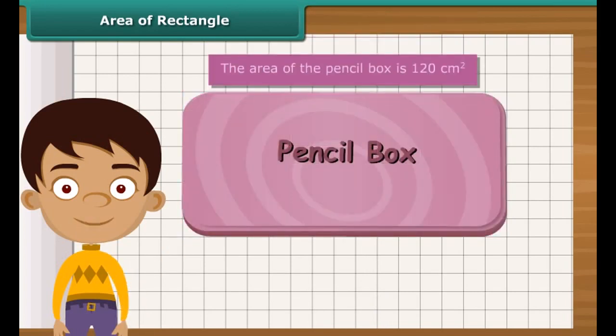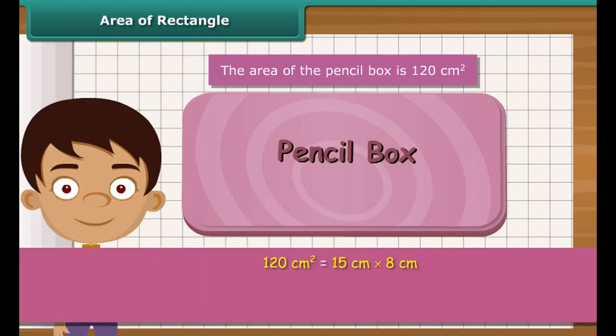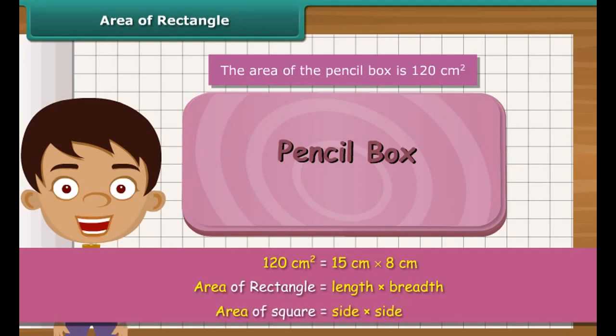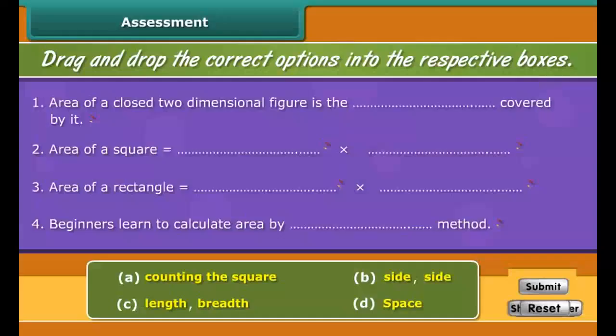It means the area of the pencil box is 120 centimeters square, which is 15 centimeters multiplied by 8 centimeters. So we can generalize that the area of any rectangle is obtained by multiplying its length and breadth. Since a square is a rectangle whose length and breadth are equal, the area of a square is obtained by multiplying its side and side.